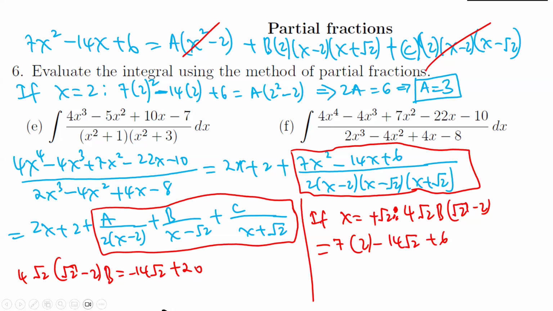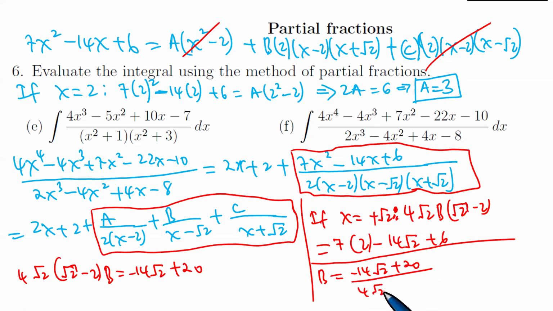Right. And at this point, you have b is equal to... you can divide through, getting minus 14 the square root of 2 plus 20, divided by 4 the square root of 2, the square root of 2 minus 2. Think about it, but we are going on and on.